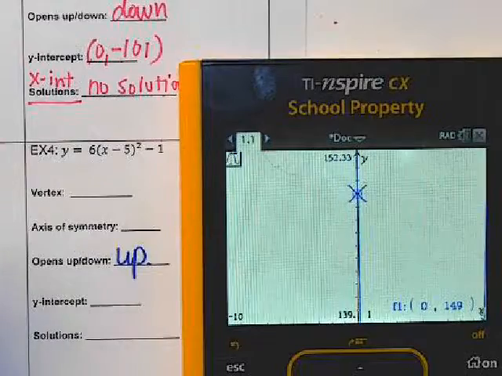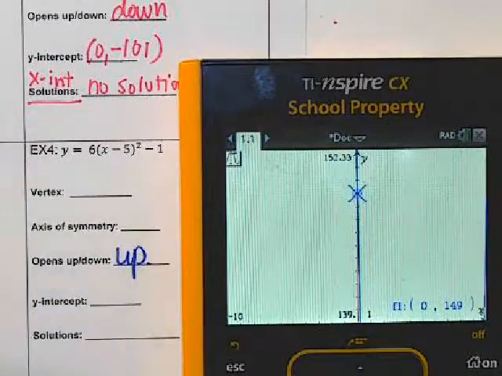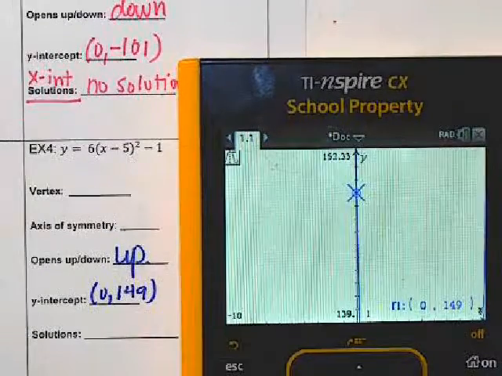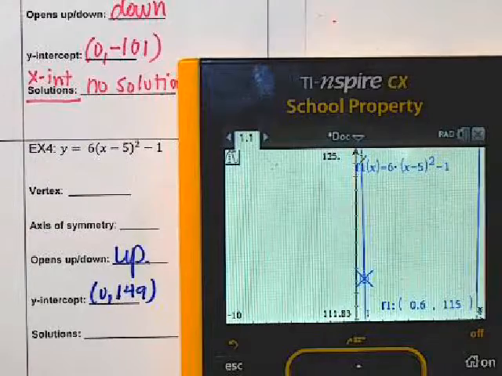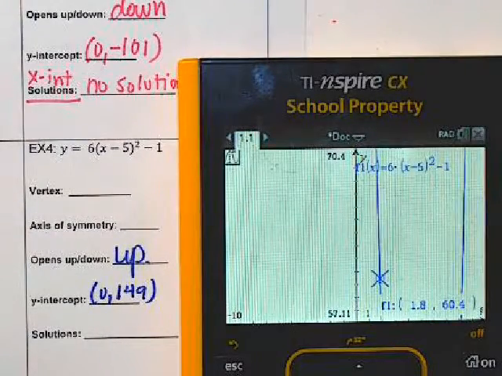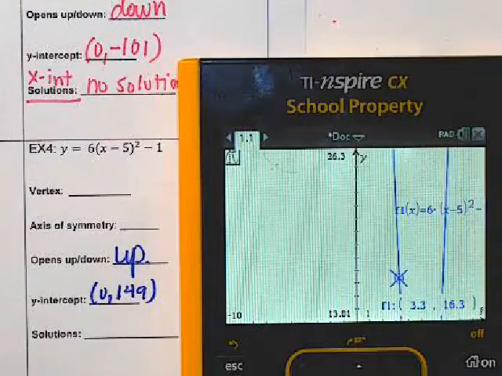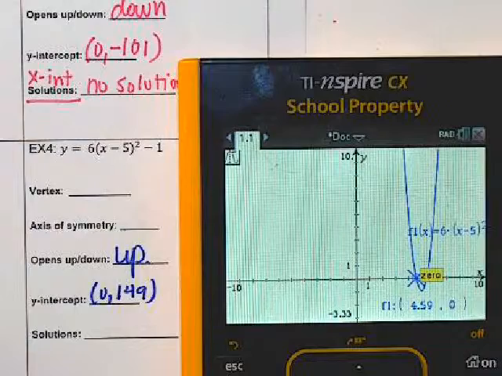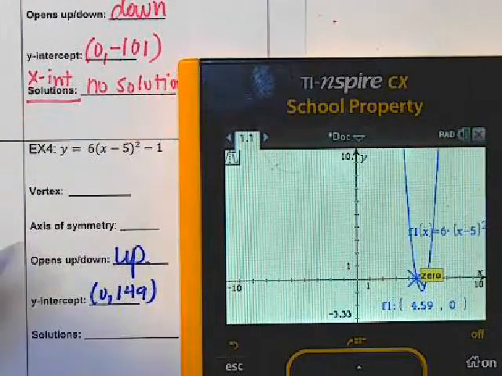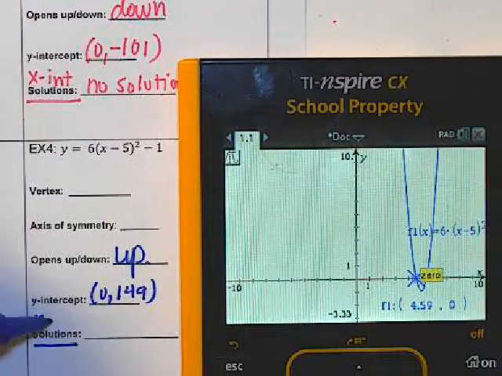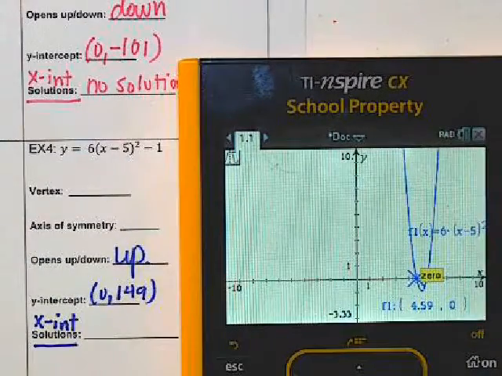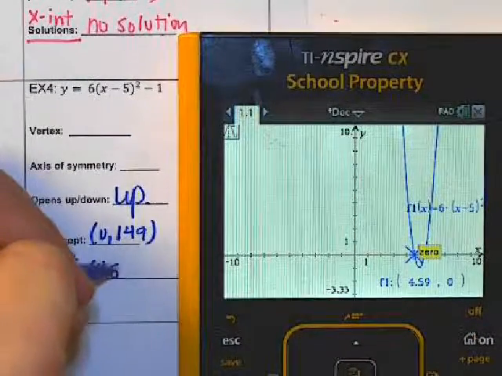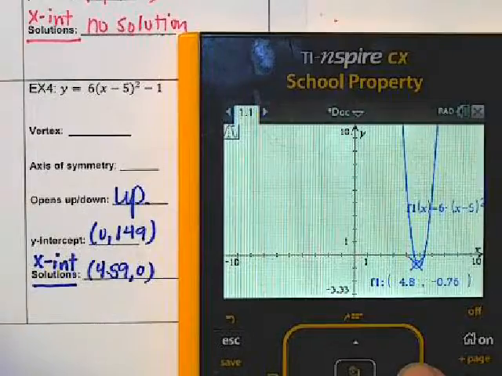What is this? The y-intercept. The y-intercept is (0, 149). Okay, now hold it down when you go to the right. It'll go faster. The first thing that comes up is zero, which means what? X-intercept or solution. And my first zero is (4.59, 0). Keep going to the right.